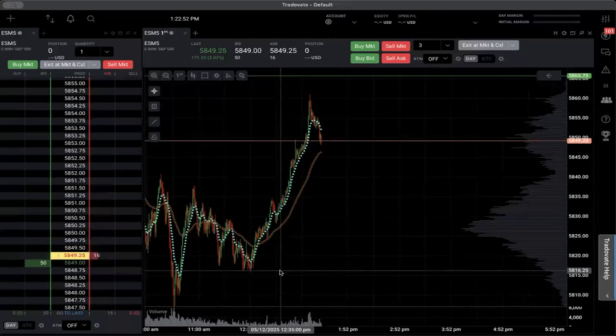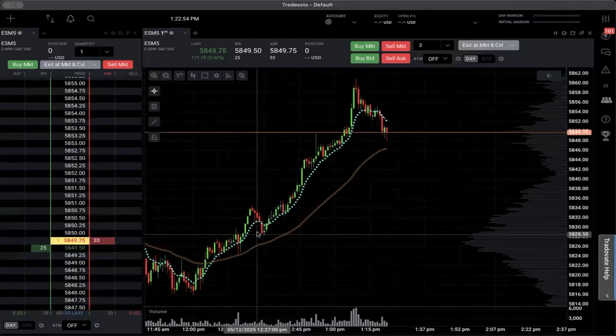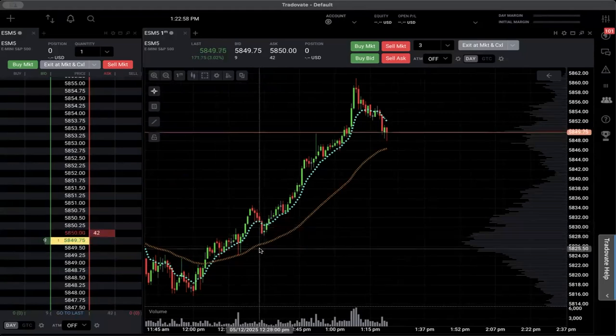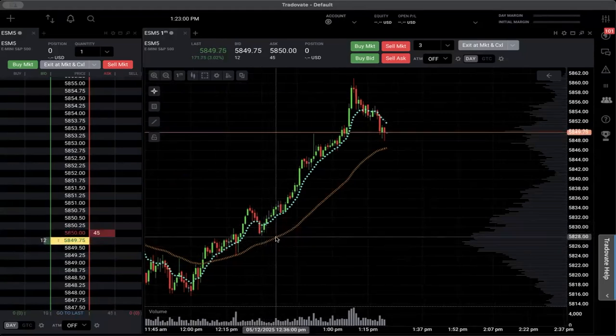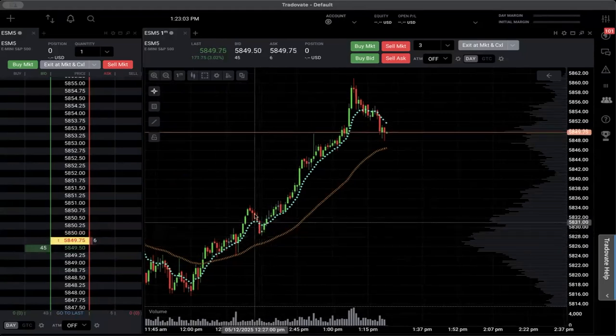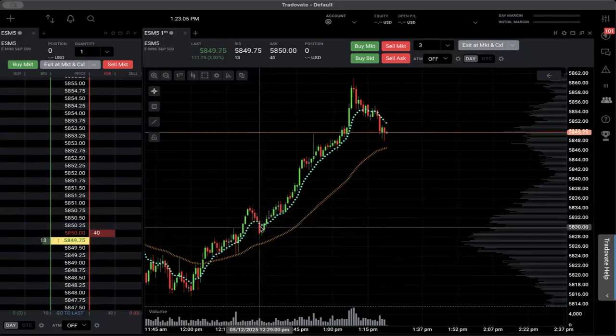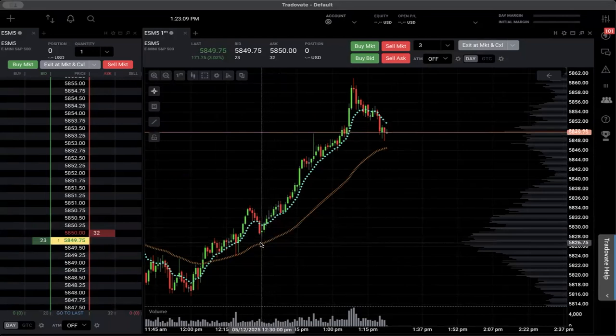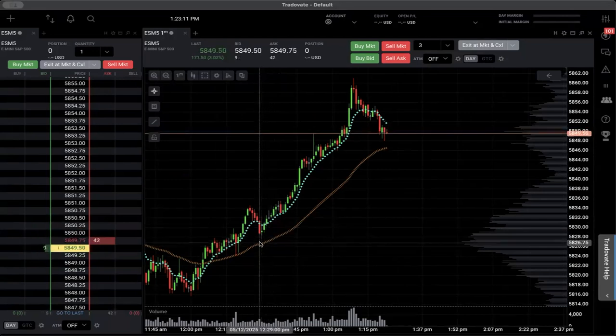The 9 EMA bounce here would be once we came below the 9 EMA, but had not yet crossed below the 50. These are buying opportunities. So essentially, you would wait until it comes a little bit below the 9 EMA, but then your stop loss would be your 50 EMA, right?